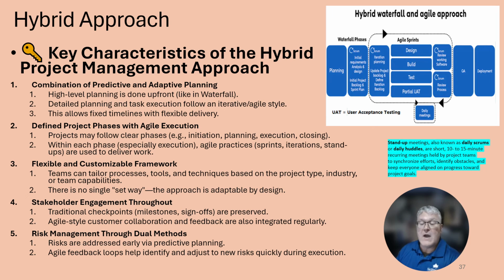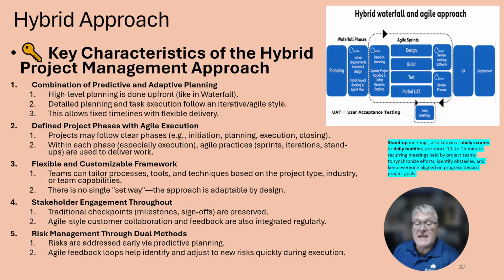Next, defined project phases with agile execution. Projects may have clear phases, including initiation, planning, execution, and closing. And within each phase, especially execution, agile practices, sprints, iterations, and stand-ups are used to deliver work. Flexible and customizable framework. Teams can tailor processes, tools, and techniques based on the project type, industry, or team capabilities. Further, there's no single set way of doing this.